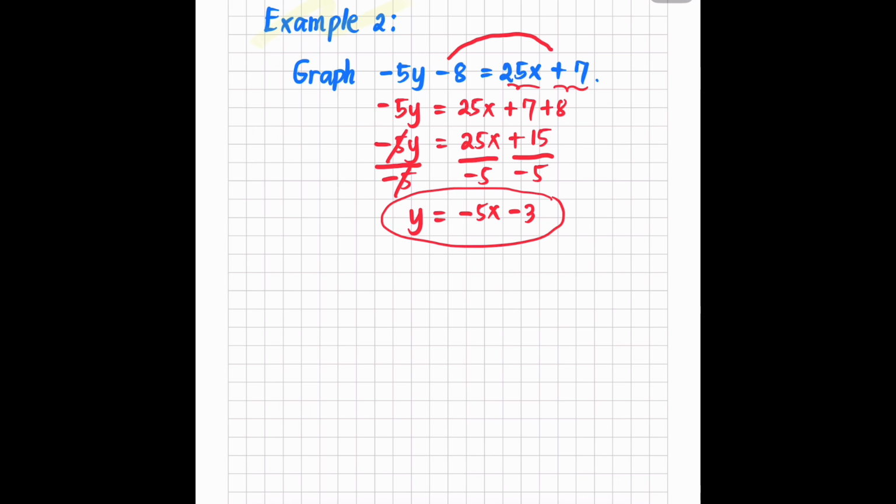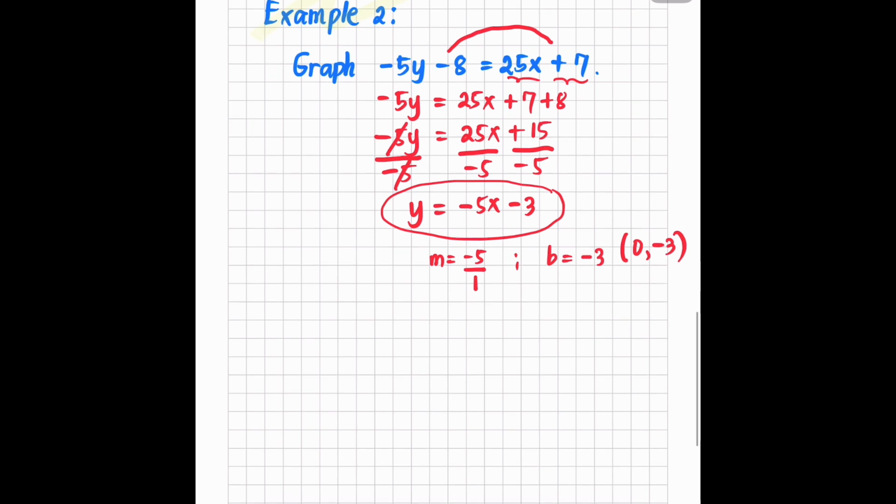So to graph it, the slope is -5. So rise over run will be -5 over 1. So we're going to be moving 5 units down from the y-intercept and 1 unit to the right. Also, the y-intercept here, b is -3, right? So that's actually the point (0, -3), which is the y-intercept.